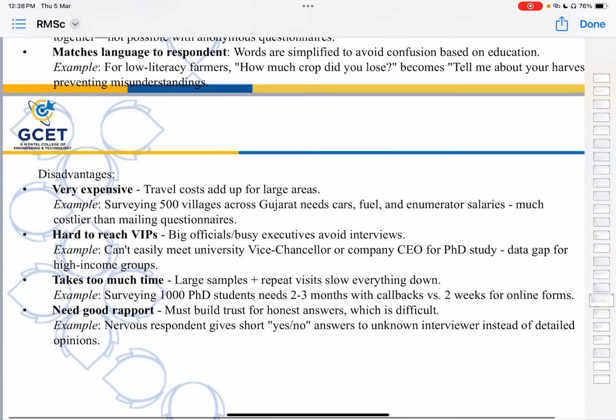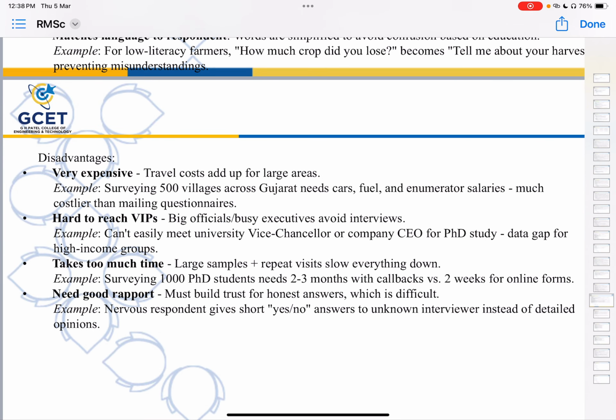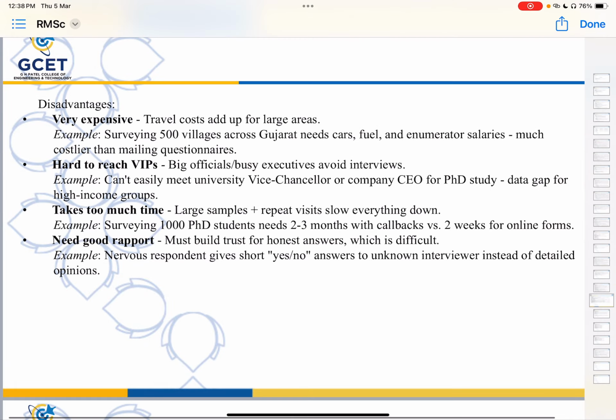There are some disadvantages. It is very expensive because it adds travel cost, like surveying, say, 500 villages across Gujarat. So that needs many things. Hard to reach VIPs, it takes too much time also, and needs good rapport because everyone is not ready to give the interview.